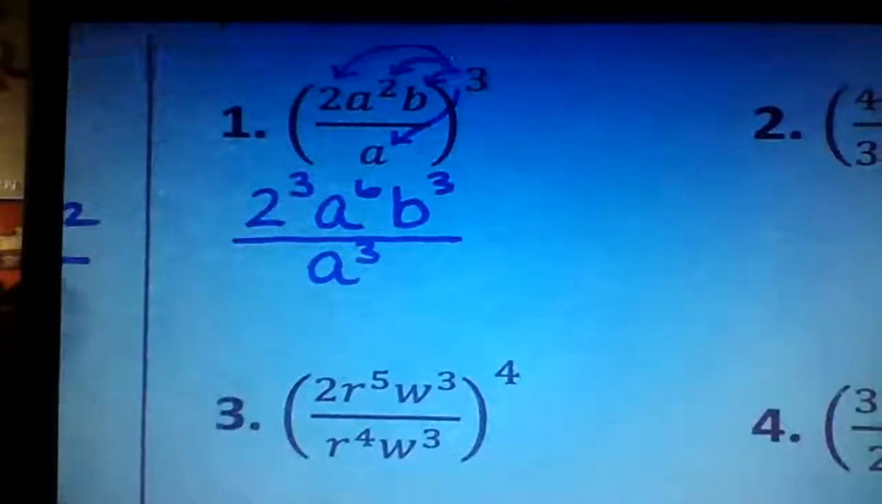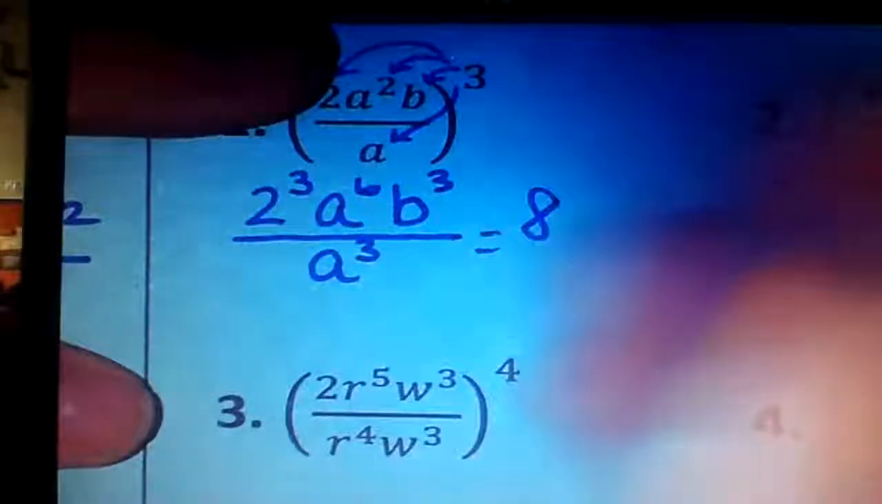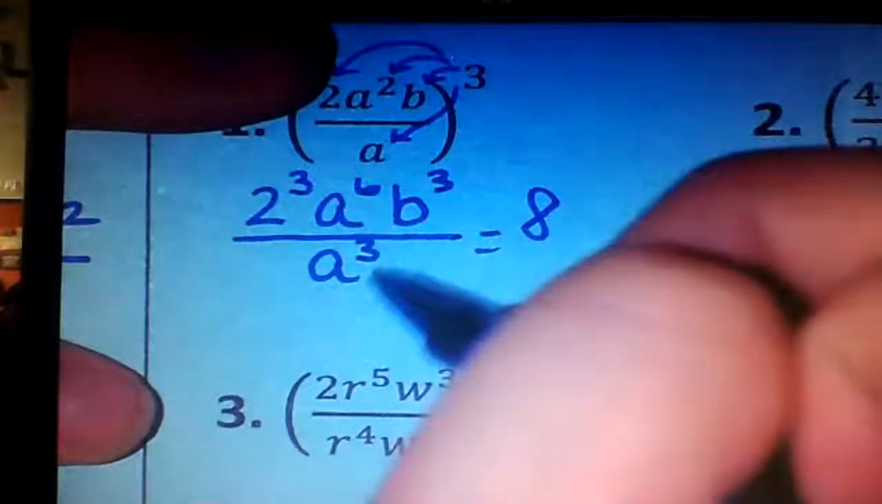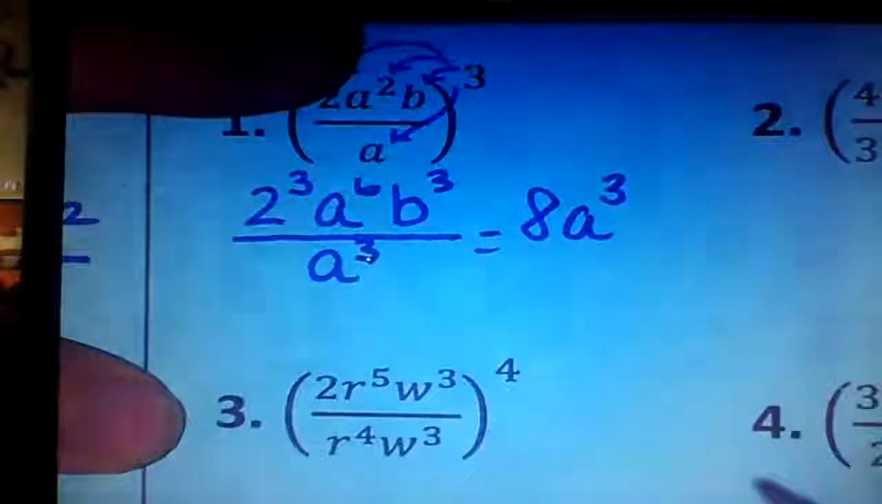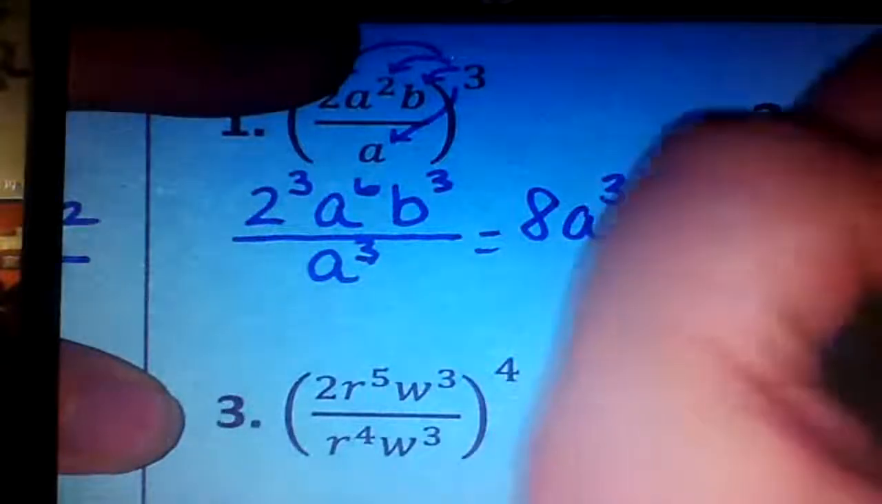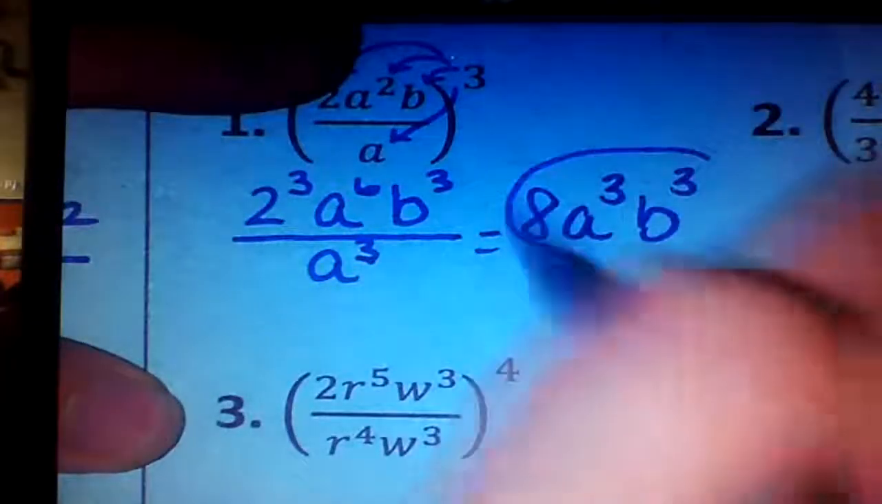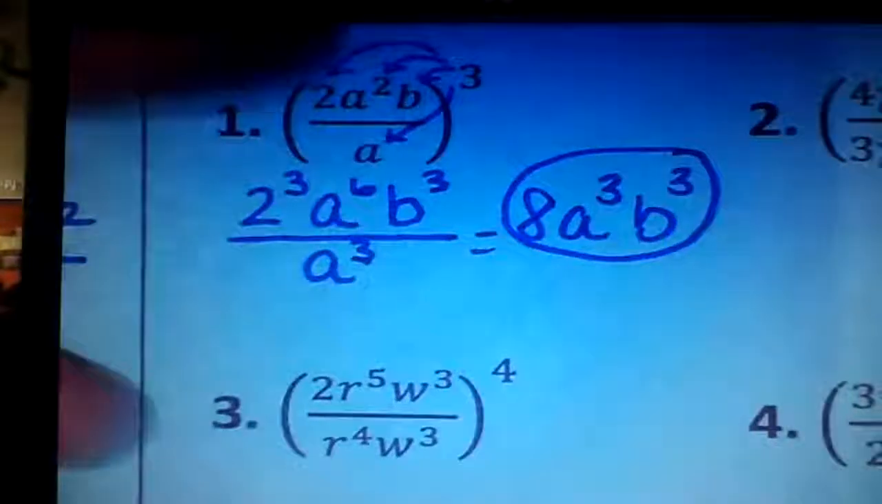So now, what is 2 to the 3rd power? 8. What happens when I have a to the 6th on the top and a to the 3rd on the bottom? Three bottom line goes. A to the 3rd, because this is 6 minus 3, and b to the 3rd. That's your answer.